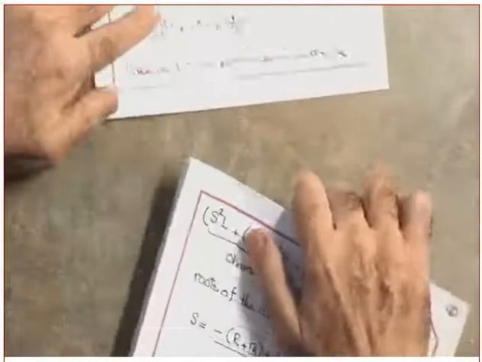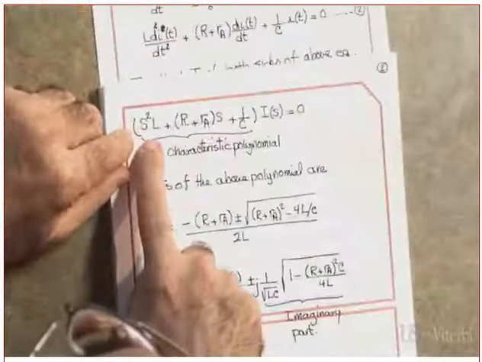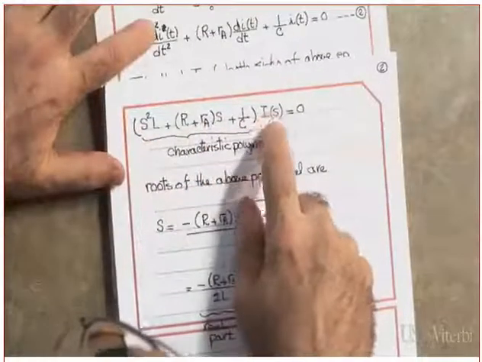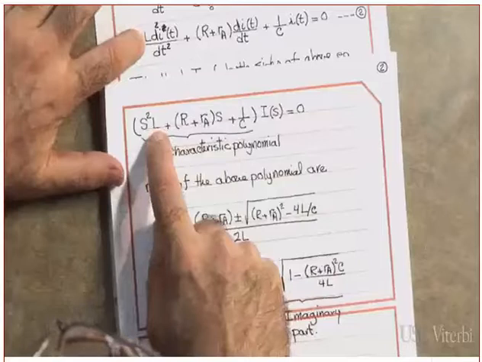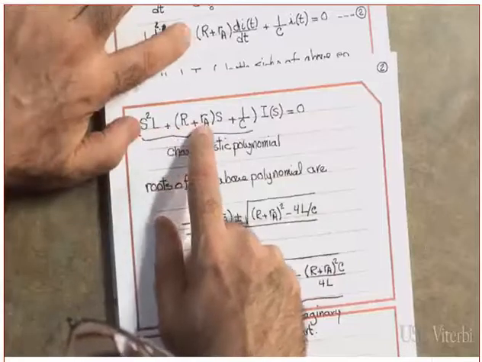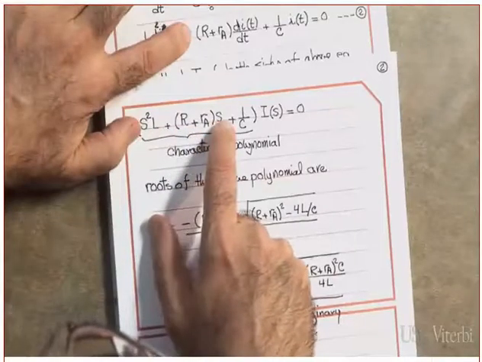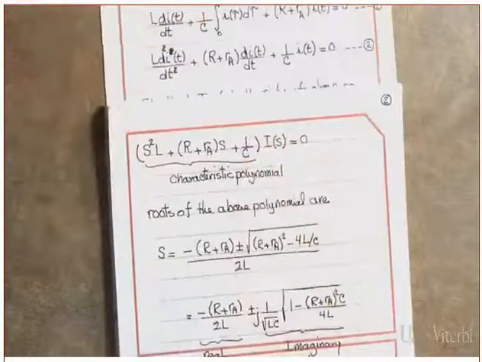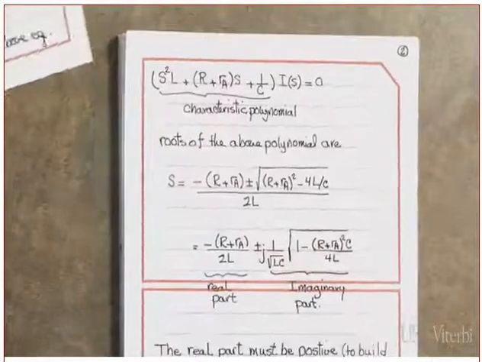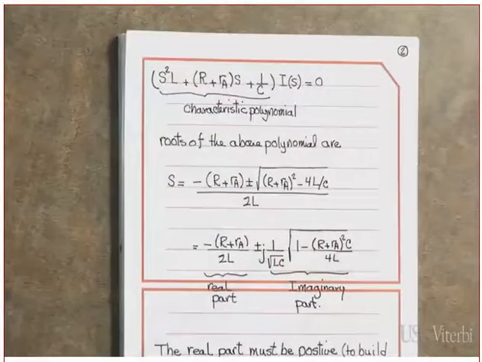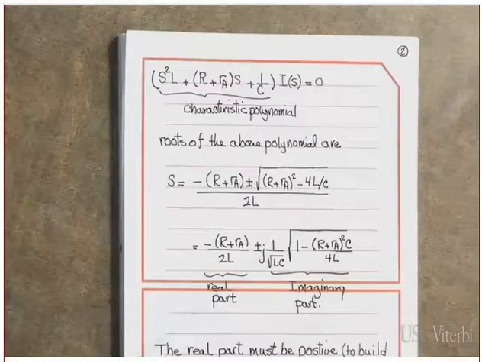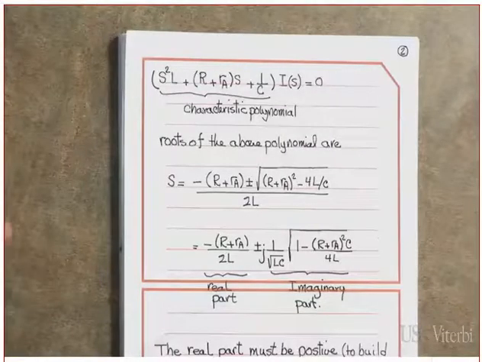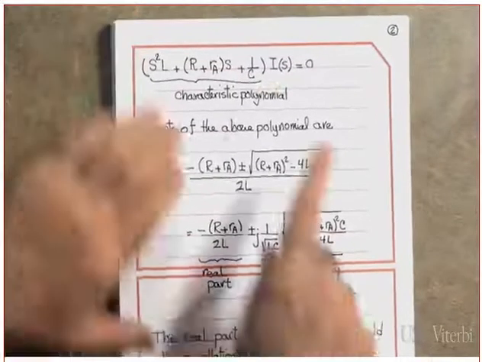What is the Laplace transform of this? S squared L times I(S), but I'm putting the I(S) here. S squared L plus (R plus RA) times S plus 1 over C, the whole thing times I(S). Did you get this or not? This is the Laplace transform. I cannot explain to you the Laplace transform. Guys, this is 301. You took it maybe 5 years ago. Clear? Okay.